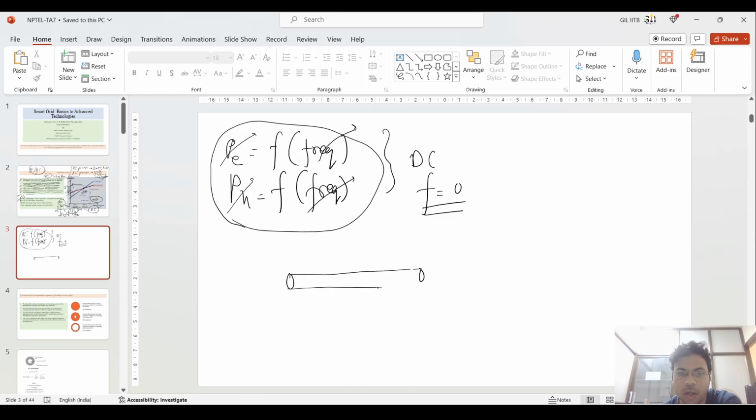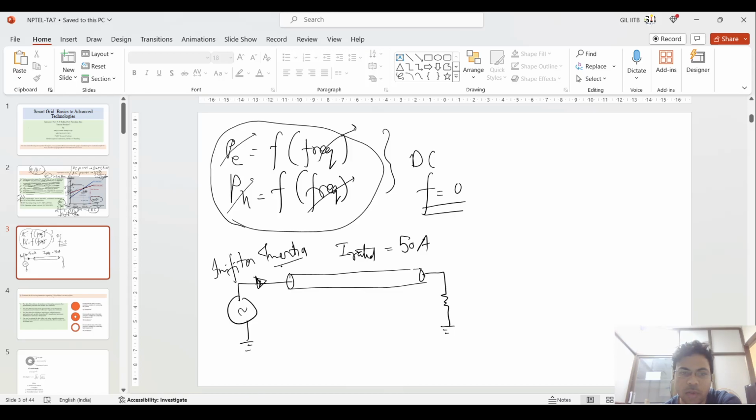Suppose you have one transmission line, and the rated value of the current which can flow is 50 amps. Suppose you connect some load at the end point, and you have a source at this point. Suppose this generating source has infinite inertia, and it can generate any amount of power. Suppose I am increasing this load, which consumes power I square R, and this power becomes greater such that the current hits the limit, and the current goes greater than 50.